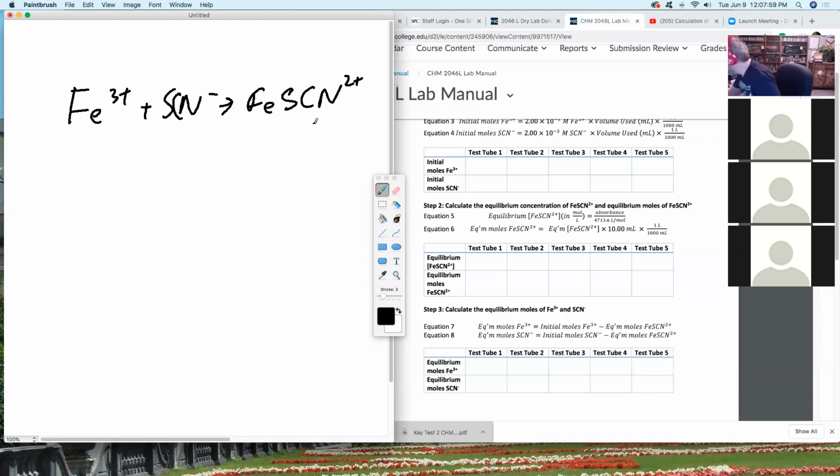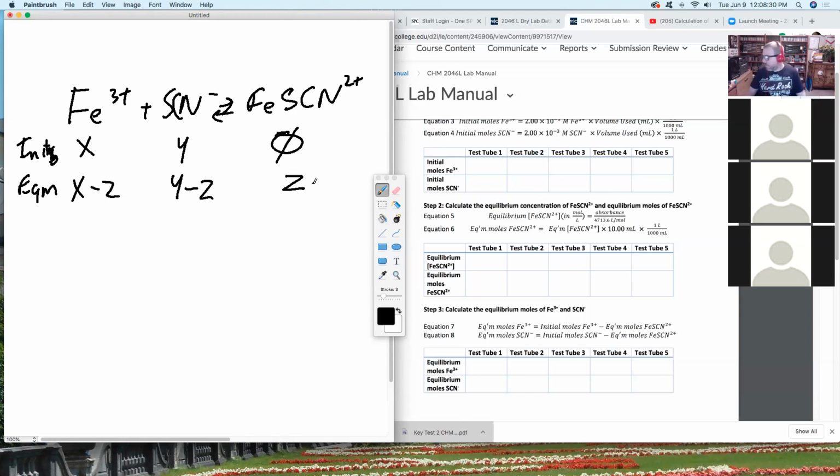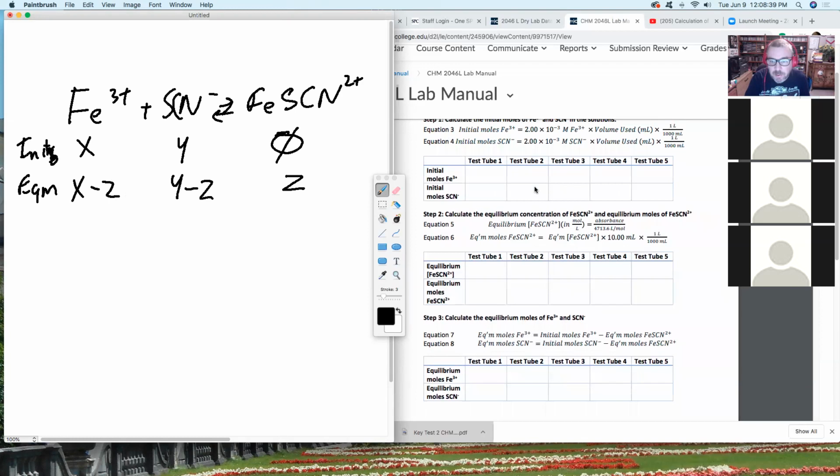So if we have a certain amount of Fe3+ in here, which I'll call X, and a certain amount of SCN-, which I'll call Y, that'll be initially, and there won't be any FeSCN2+ initially. And then at equilibrium, we'll have X minus a certain amount, Y minus a certain amount, and that amount will match the amount of FeSCN2+ we get. And we can determine that by looking at the absorbances, which I just showed you.